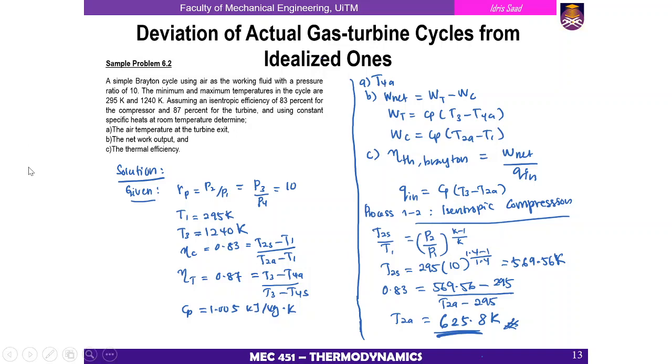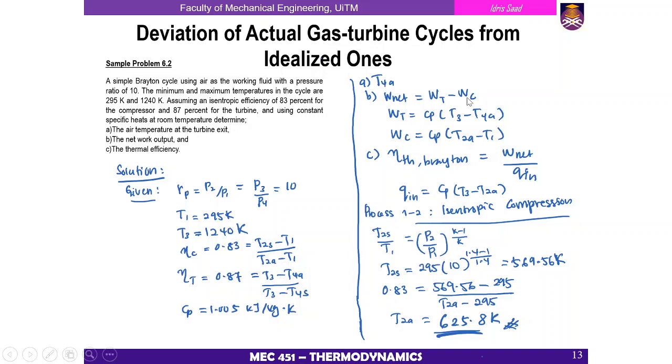Given the pressure ratio Rp, which is P2 over P1. Bear in mind we have only two pressure lines, and the pressure ratio is 10. The temperature at point 1 is given directly, and the temperature at point 3 is also given. The isentropic efficiency is given directly for the compressor and turbine, so we need to determine the actual temperatures.